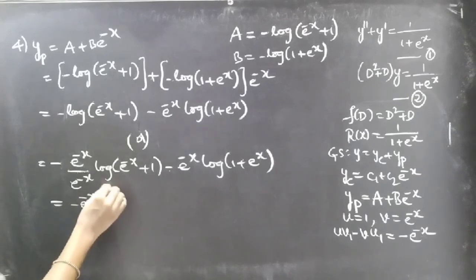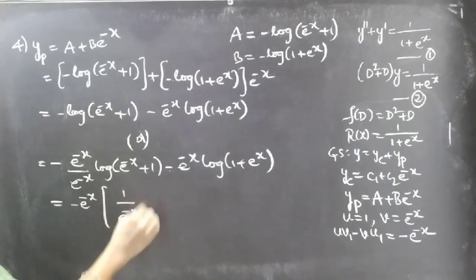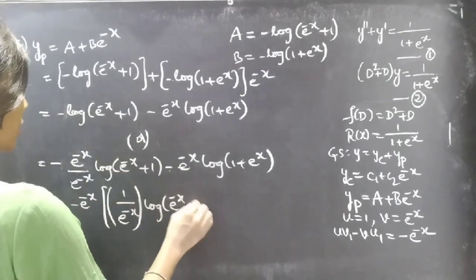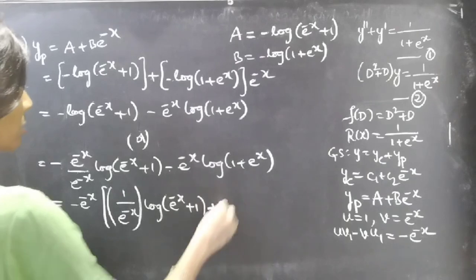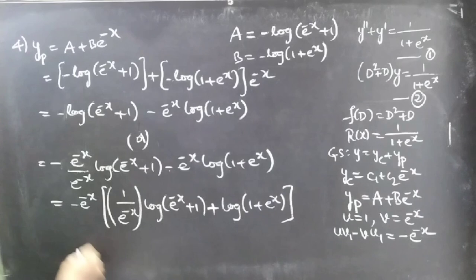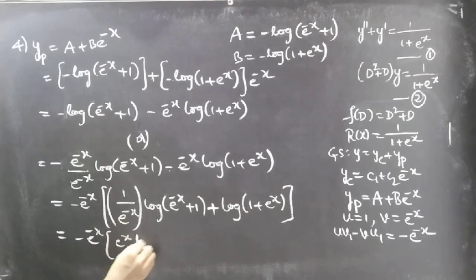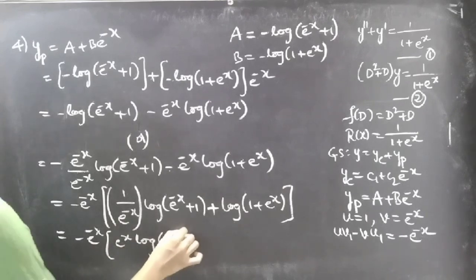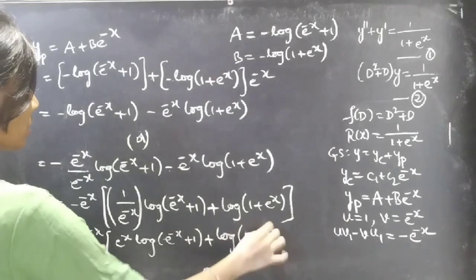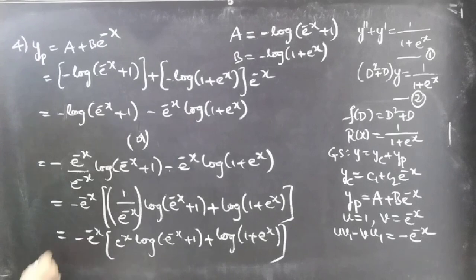Now take minus e power minus x common from these two terms. We'll get minus e power minus x of 1 by e power minus x into log of e power minus x plus 1, plus log of 1 plus e power x, which is equal to minus e power minus x of, the reciprocal of e power minus x is e power x, so we'll get e power x log of e power minus x plus 1, plus log of 1 plus e power x, which is the required yp.